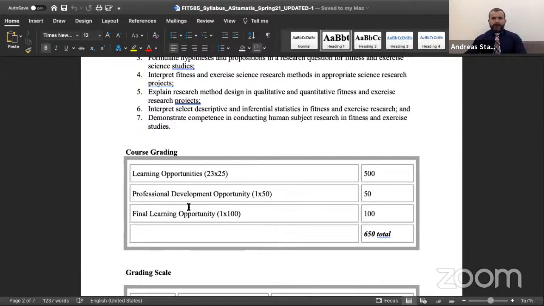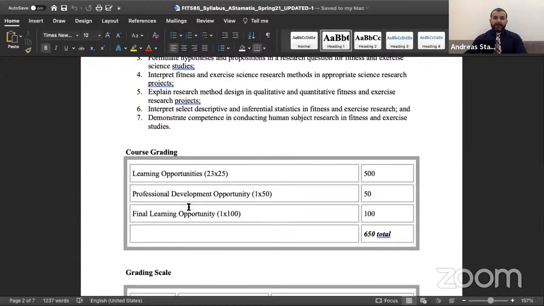Other people name them quizzes. I like more using the term learning opportunities, because I think that's what they are, opportunities to learn. So for those learning opportunities, or LOs, you can get a maximum of 25 points. We have 23 of them, and I'm going to explain why. You'll see that our chapters are 23, so we have one per chapter.